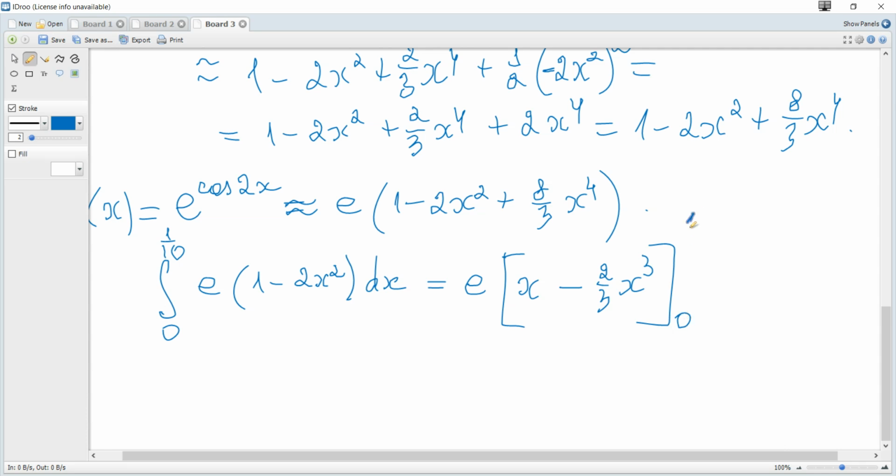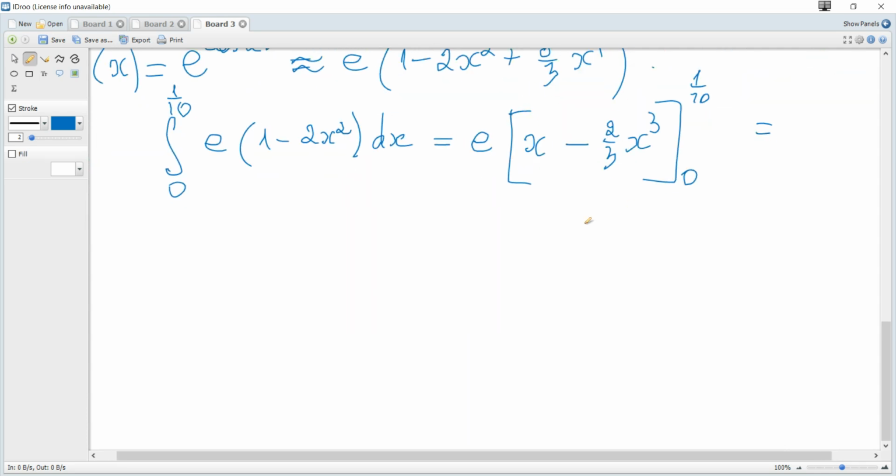And since it's with limits, from 0 to 1 over 10, just substituting the upper limit we get e multiplied by 1 over 10 minus 2 thirds, and 1 over 10 cubed is 1 over 1000, so it becomes 2 divided by 3000, and just minus 0.